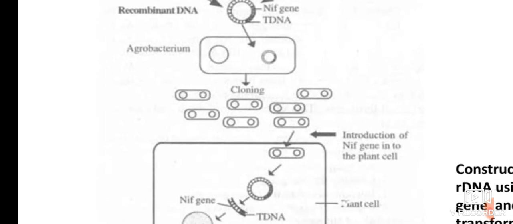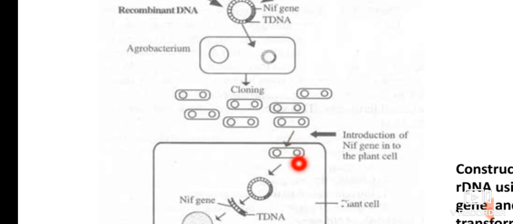Now, the next step is cloning the NIF gene. Cloning is a process by which hundreds of copies of NIF genes are produced. For this, the recombinant plasmid is introduced into Agrobacterium. See, this is Agrobacterium. So once again, it is reinserted into Agrobacterium. As these bacterial cells divide, the plasmid and the NIF genes are also replicated. See, many clones of the plasmid and NIF genes. Thus, thousands of copies of NIF genes are produced.